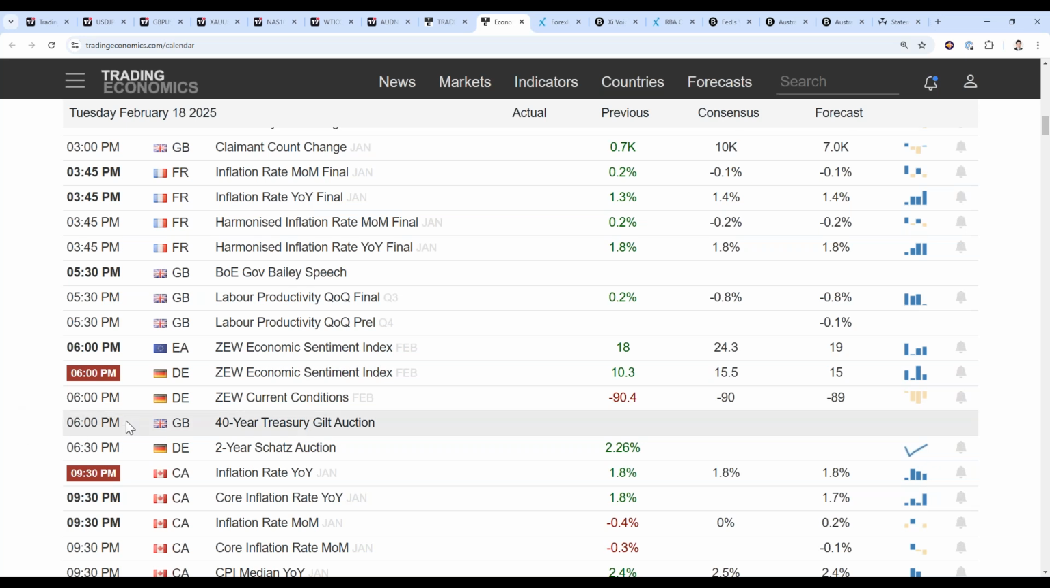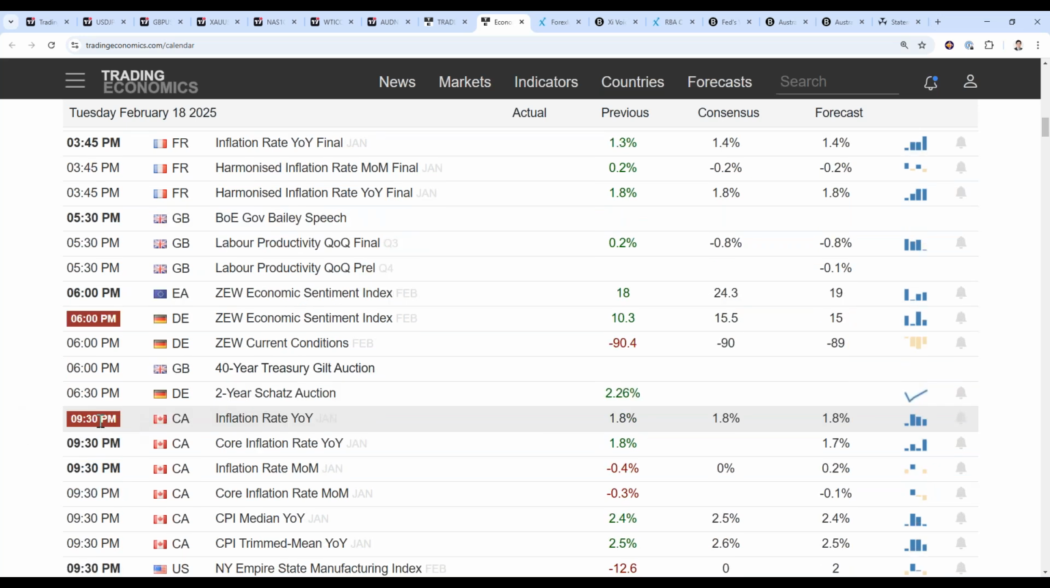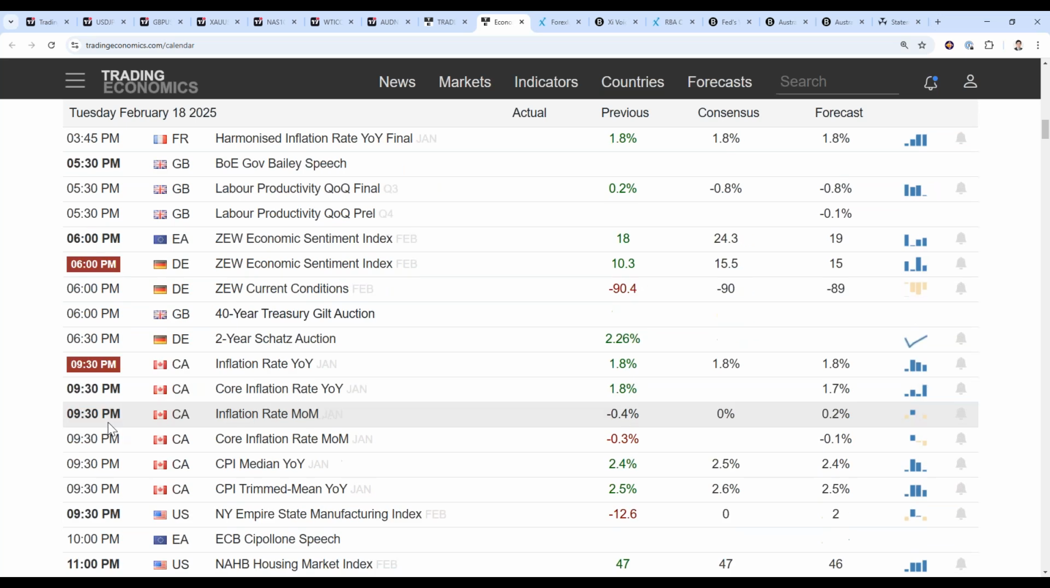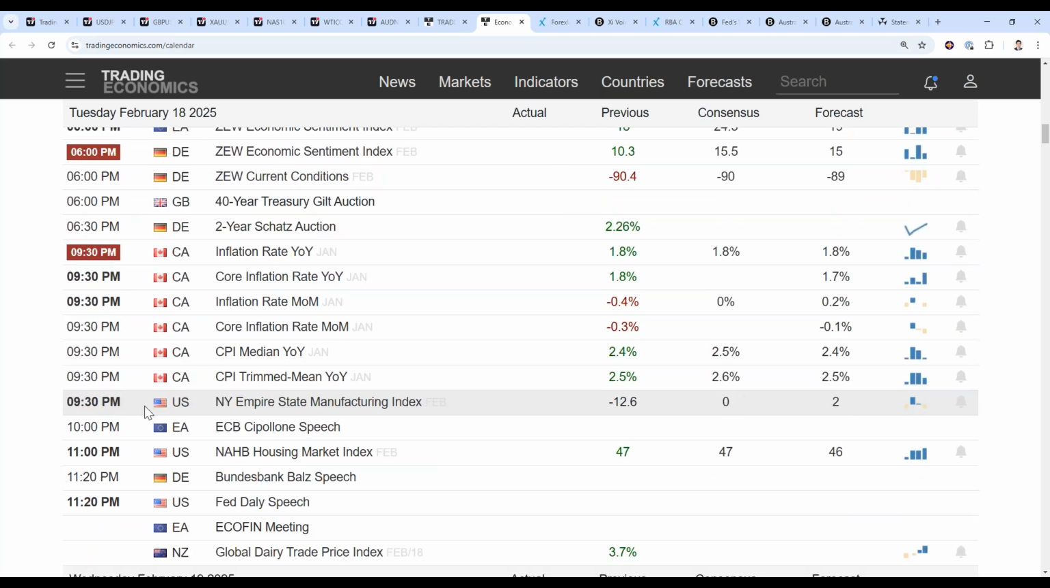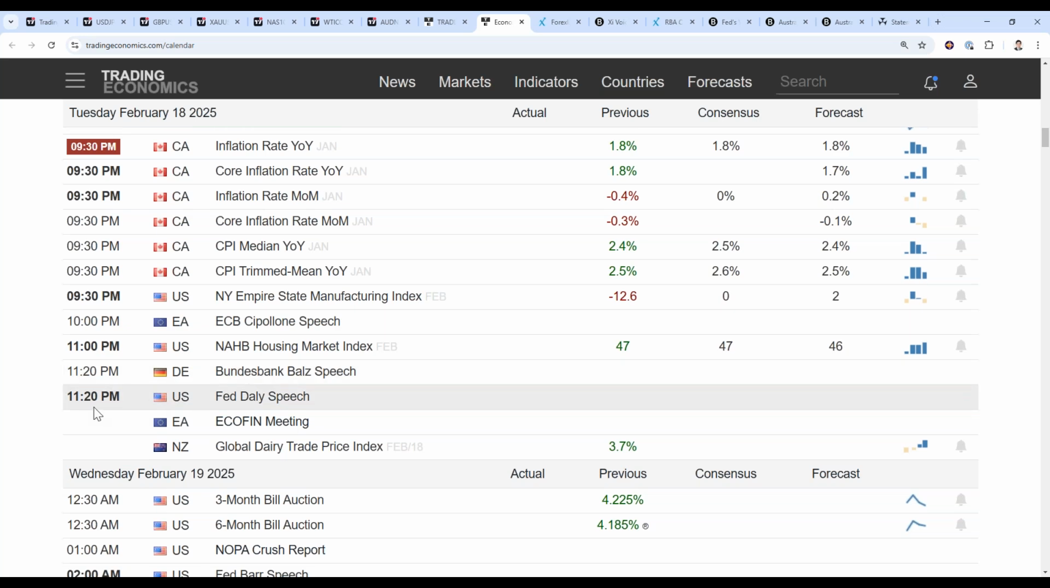At 9:30 p.m. Singapore time, for those who have interest in the Canadian dollar, the dollar against the Canada, or the Canada crosses, Canada inflation rate will be up at 9:30 p.m. Singapore time. Then thereafter, we have a rather quiet US session in terms of economic data release until 11:20 p.m. We have another Fed official speaking. Fed Daly will be speaking at 11:30 p.m.